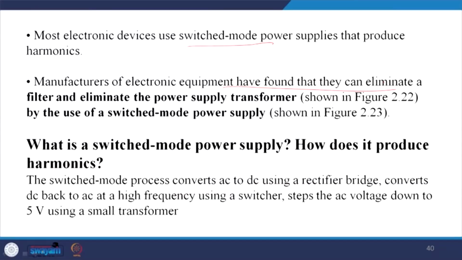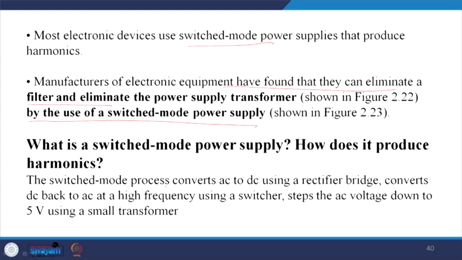The manufacturers of electronic equipment have found that they can eliminate a filter, they can eliminate the power supply transformer, and we will show in the next figure by use of the switch mode power supply. And so, let us see what the switch mode power supply is and how it produces harmonics.